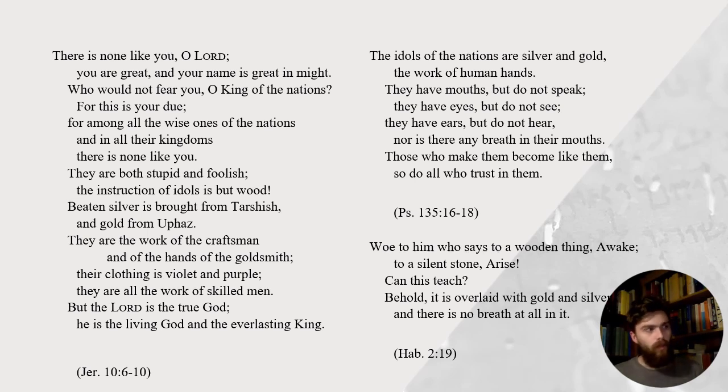So I think when we understand that broader context, we can understand why worshipping idols is so abhorrent to God and why it's such a big deal in the biblical text that humans don't do this. And I think Psalm 135 has that interesting glimpse that they who make them become like them. Habakkuk 2 says, woe to him who says to a wooden thing, awake, to a silent stone, arise. Can this teach? Behold, it is overlaid with gold and silver, but there is no breath in it at all.